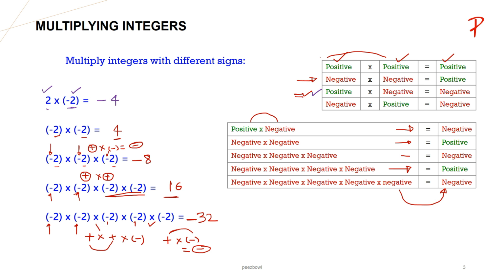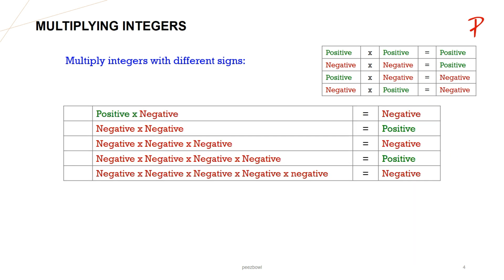Let us study this table in little more detail. Okay, so this is what we have seen. Let me write number of times a negative integer is multiplied. So in first example, we have how many negative integers? Just one. I will write 1. In second example, we had 2 negative integers. In third example, we had 3 negative integers. In fourth example, we had 4 negative integers. And in fifth example, we had 5 negative integers. This is number of negative integers.